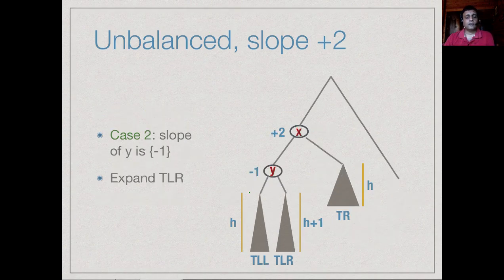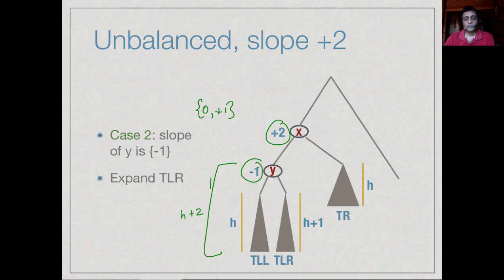The third situation is that the slope at Y is not 0 or plus 1, but minus 1. We have already dealt with the case where 0 or plus 1 is the possibility. If it is minus 1, this means that the right subtree must be strictly taller than the left subtree. Remember, this whole thing is H plus 2 by assumption, because the whole thing has plus 2, and this other thing is H. Now this H plus 2 has been split as Y and the rest. Therefore H plus 1 must be coming from the right and H from the left, because we are assuming the slope is minus 1.